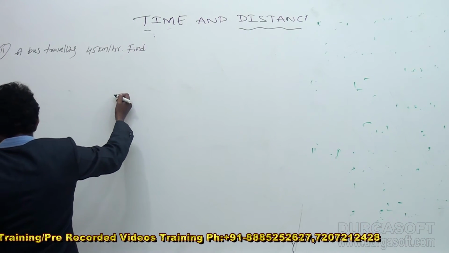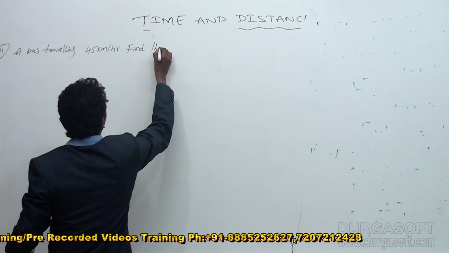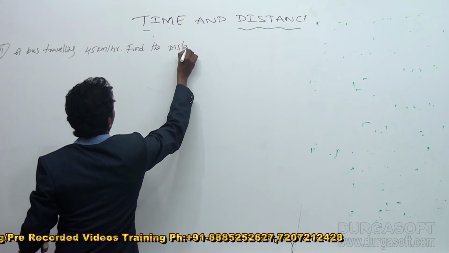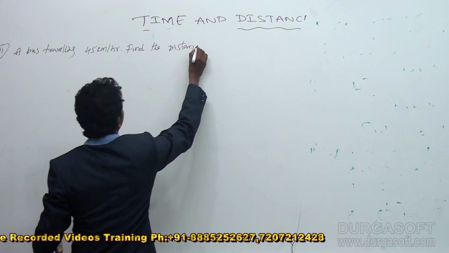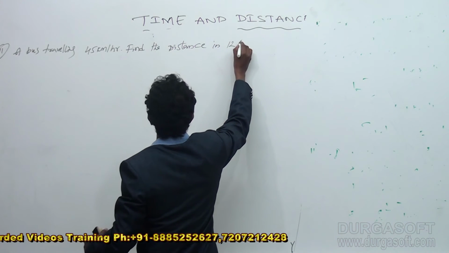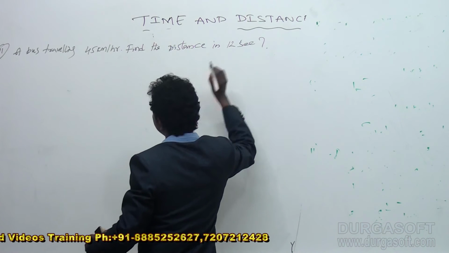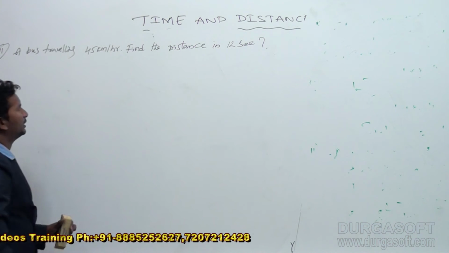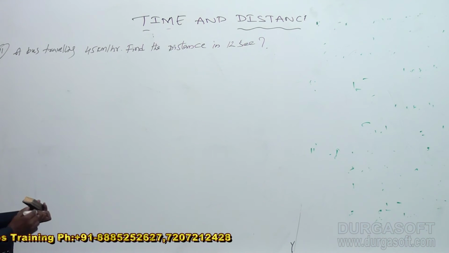Find the distance traveled in 12 seconds. A bus is traveling at 45 kilometers per hour. Find the distance in 12 seconds.